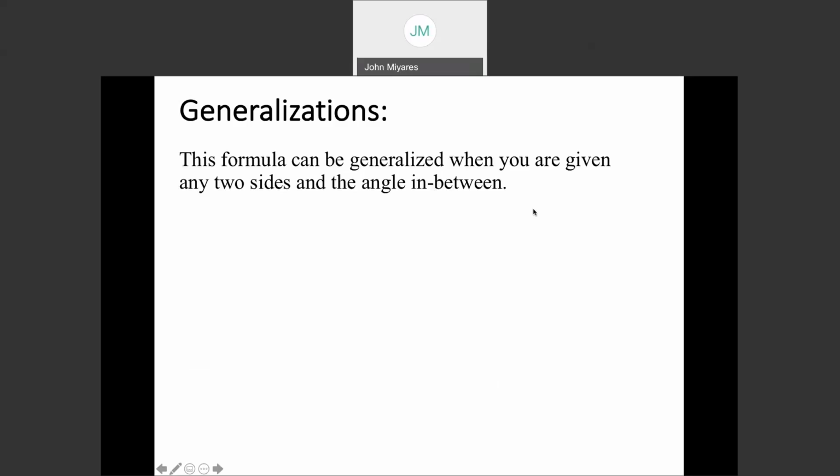Now, you might be looking at this and saying that this formula seems somewhat limiting because it requires you to have sides A and B as well as angle C. However, this formula can be generalized for when you're given any two sides of the triangle and the angle in between. Here's a diagram showing that situation here.